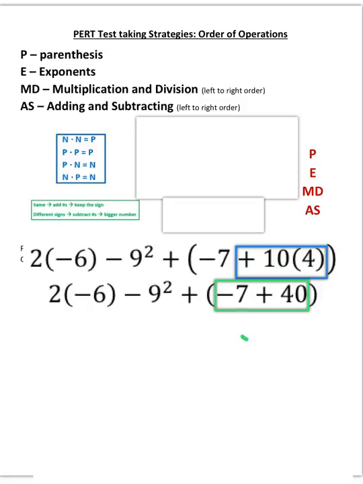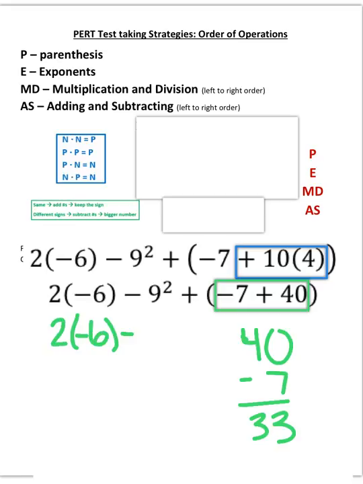When I do 40 minus 7, I get 33. I just now have to determine, is it going to be a positive 33 or a negative 33? That's when I look at the bigger number. The bigger number is 40 and he's positive, therefore my answer is going to be positive 33. Bring the rest of the problem down just like you see it, negative 6 minus 9 squared plus, and I now have a positive 33 inside the parentheses.